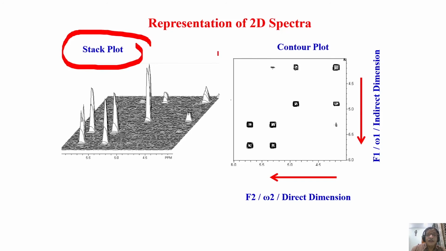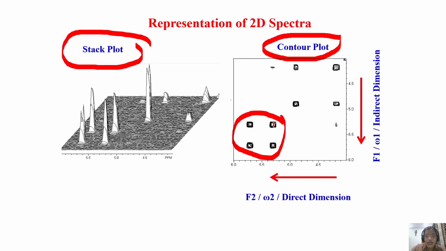This is a stack plot. This is called a contour plot. See each peak here. For example, 1, 2, 3, 4 peaks are there. They are represented as contours here. In this 2D spectrum, exactly similar to this, the vertical peaks with some line width that you saw in the one-dimensional spectrum have been converted into a sort of contour, like concentric circles, one within the other. Several circles are there.